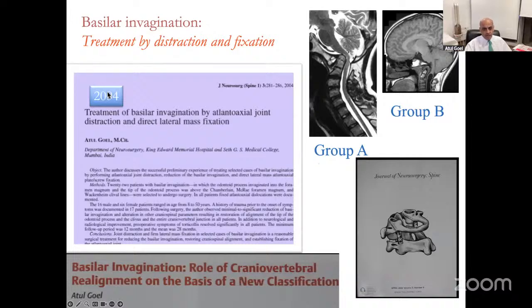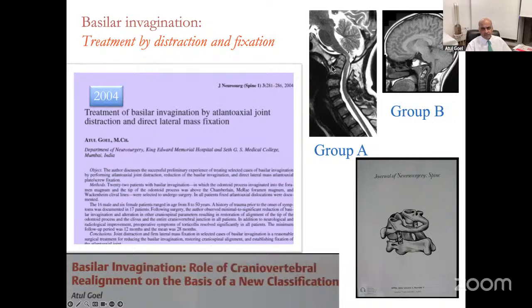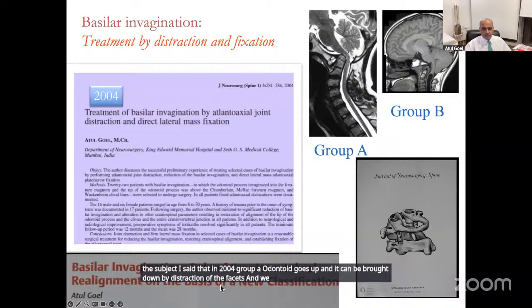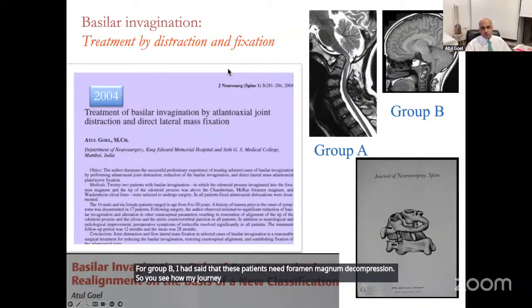In 2004, this I am repeating again just to come to the subject, I said that group A, odontoid goes up and it can be brought down by distraction of the facets, and we can achieve craniovertebral junction realignment. For group B, I had said that these patients need foramen magnum decompression. So you see how my journey of Chiari in 2004, I had myself said that foramen magnum bone decompression, even in the presence of syringomyelia, should be done.